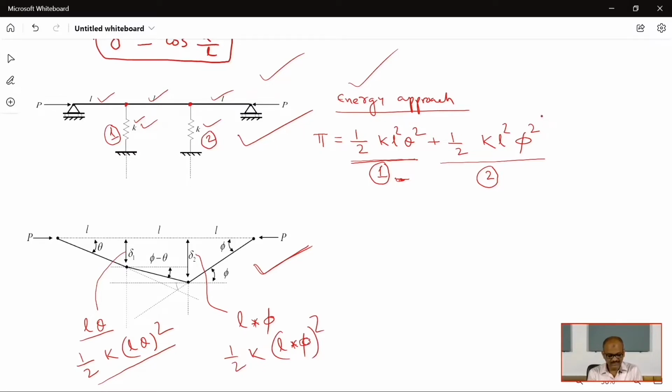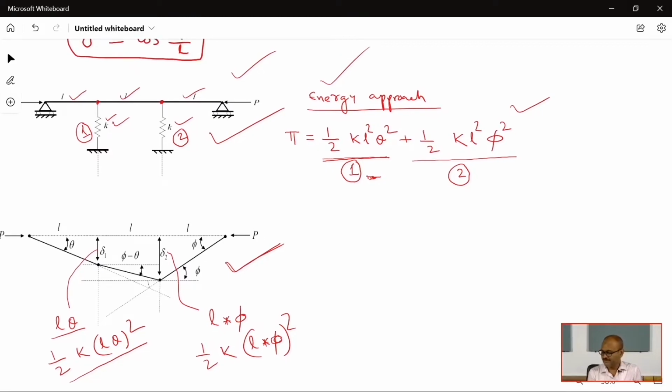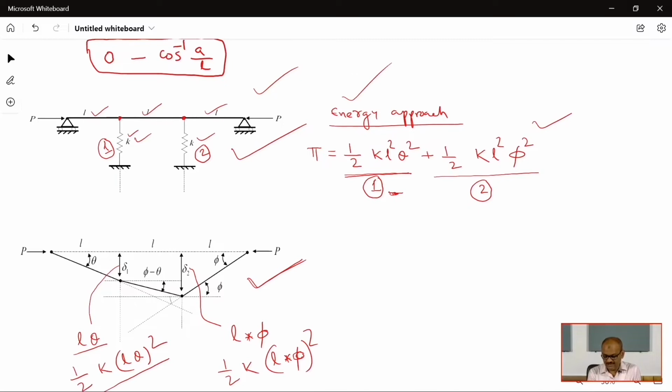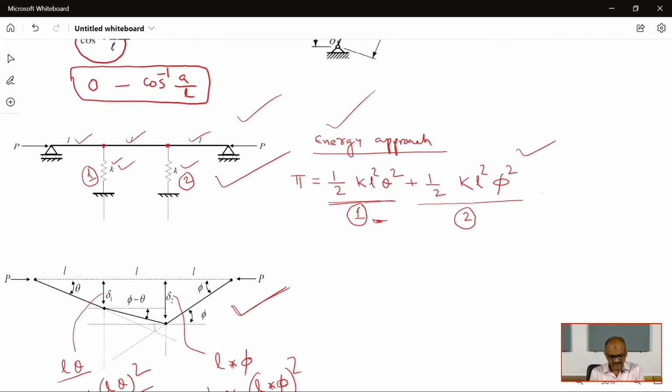So that is written here, first two terms. This is the first term of the total potential energy expression. The second term is the strain energy stored in the second spring. And due to the application of the load, there is the external work done. The first, I am writing P multiplied by L into 1 minus cos theta.